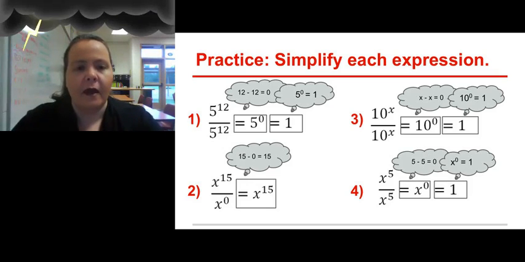Problem number 3, you have 10 to the x divided by 10 to the x. Well, x minus x, no matter what x is, is still 0. So 10 to the 0 is 1, using that property that we just learned. And x to the 5th divided by x to the 5th, 5 minus 5 is 0, and x to the 0 is 1.